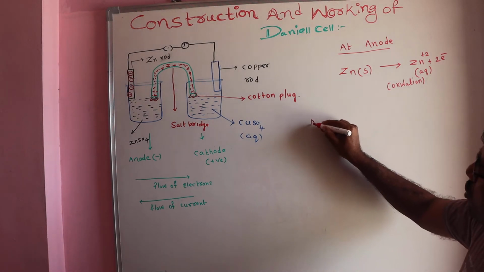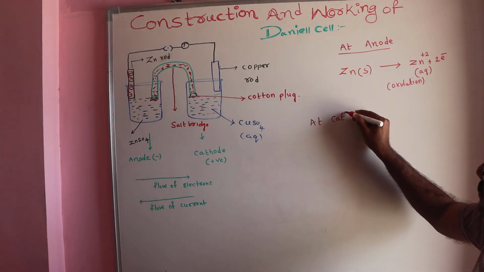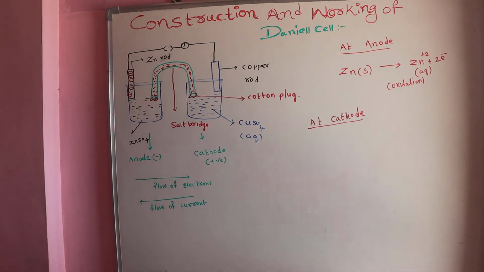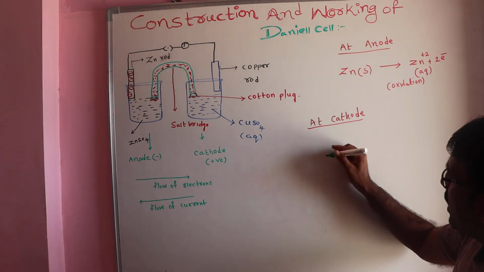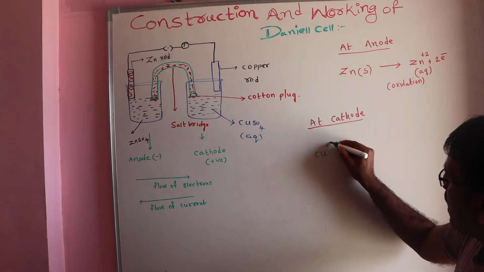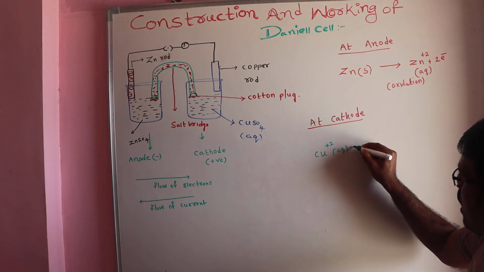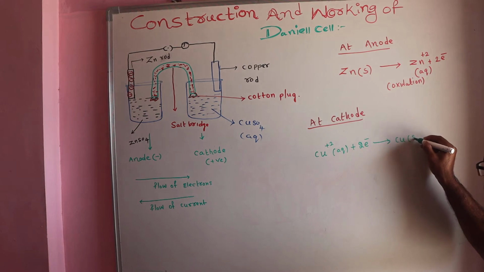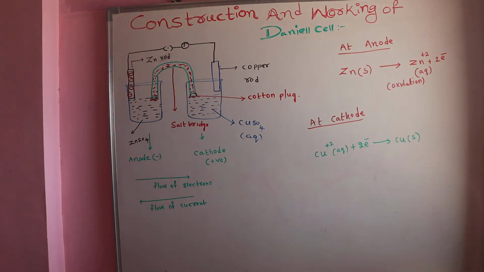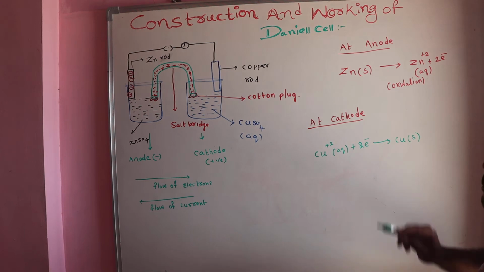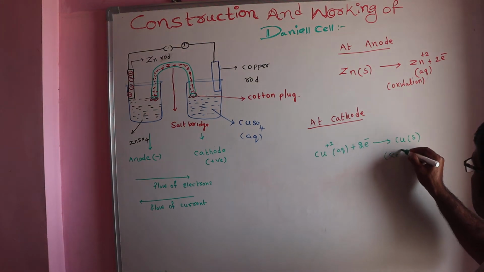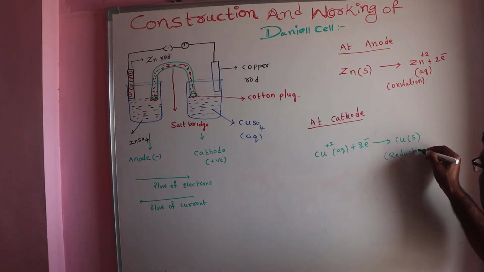Next, at the cathode, this is the reaction that takes place. Which one? Copper plus 2 ions from the copper sulfate, by gaining 2 electrons released from the zinc metal, are deposited as copper. So this is the reaction going to take place at the cathode, and you know that it is reduction, because the gain of electrons is reduction.